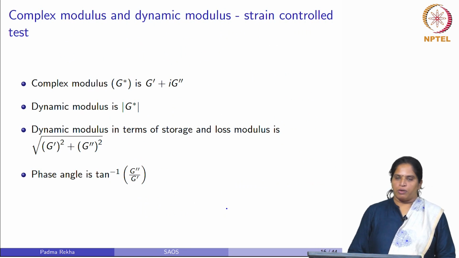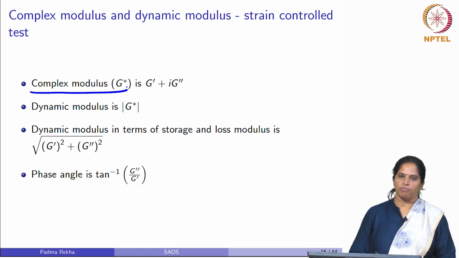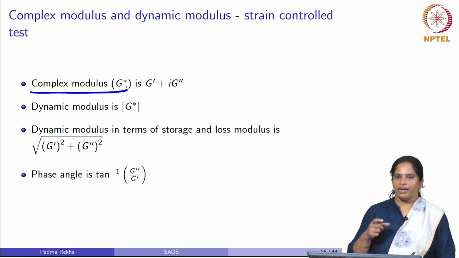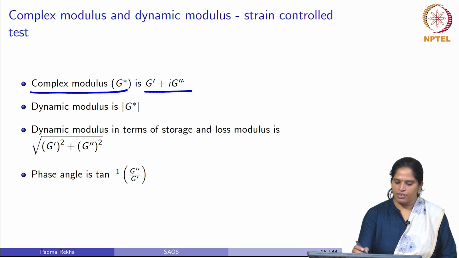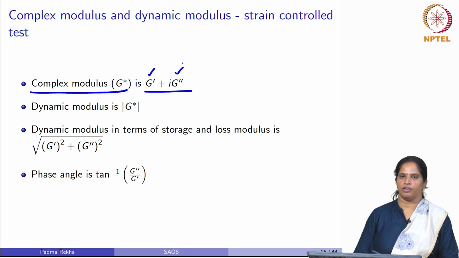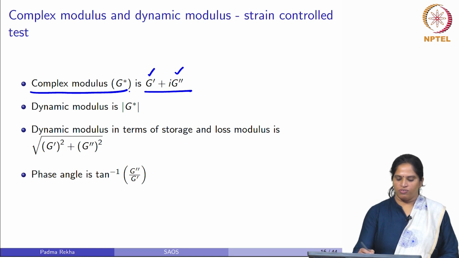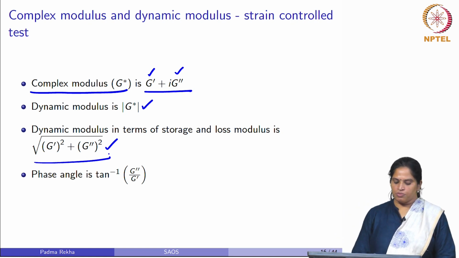Another way of representation is using a complex number. We define this complex number as the complex modulus. We use the real part of the complex number to represent the elastic modulus, and the imaginary part, which represents the loss, to give the loss modulus. So the real part represents the elastic modulus and the imaginary part represents the loss modulus. The modulus of the complex number is what we get as the dynamic modulus, and you can determine it using these expressions.